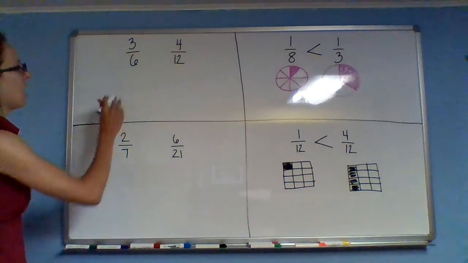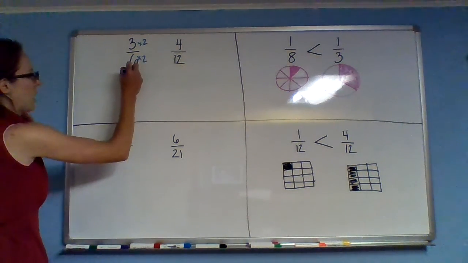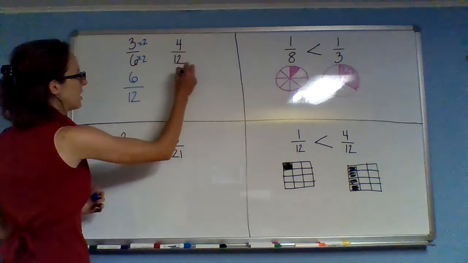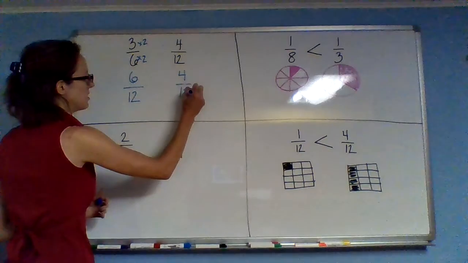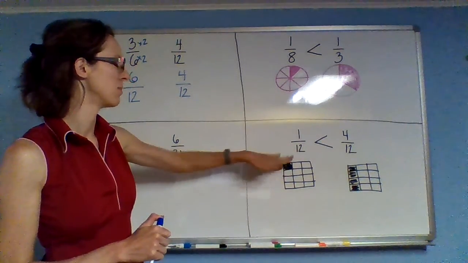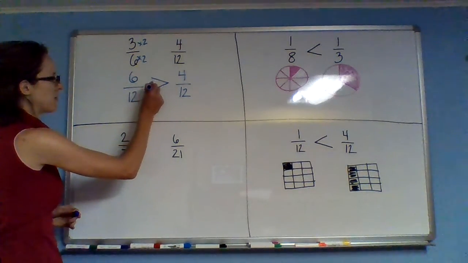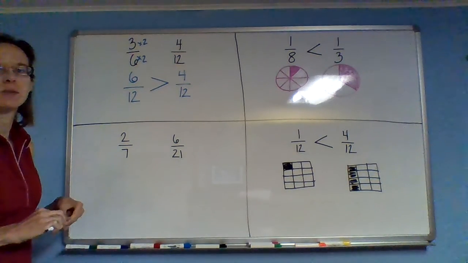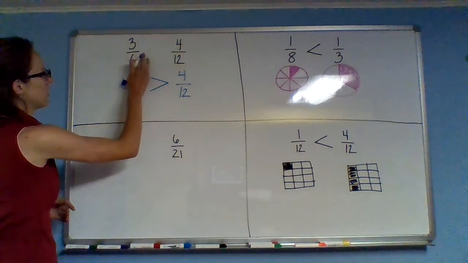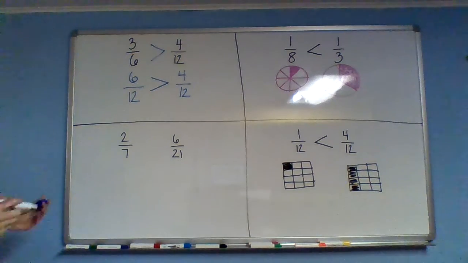6 into 12, I could do times 2 on the bottom and times 2 on the top. I would get an equivalent fraction of 6/12, and now I could compare that to 4/12. I'm using this rule over here because my bottoms are the same. Whichever top is bigger is the bigger fraction, which means my comparer goes this way, which means in my original problem, 3/6 is bigger than 4/12.